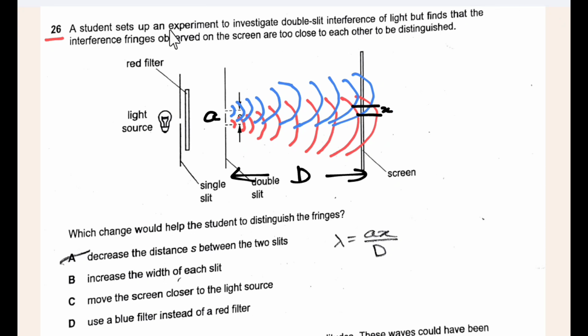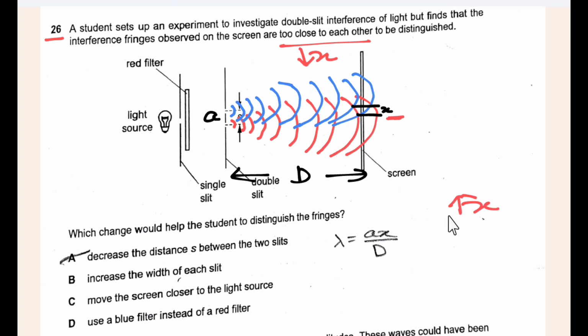26. A student sets up an experiment to investigate the double-slit interference of light, but finds that the interference fringes observed on the screen, that is X, are too close to each other to be distinguished. That means the value of X is small. Which change would help the student to distinguish the fringes? That means we need to increase the value of X to distinguish the fringes.